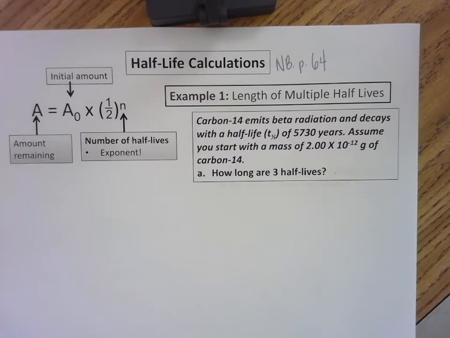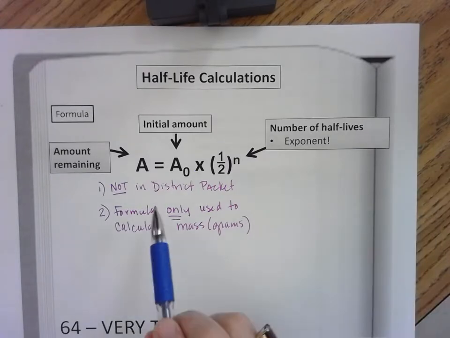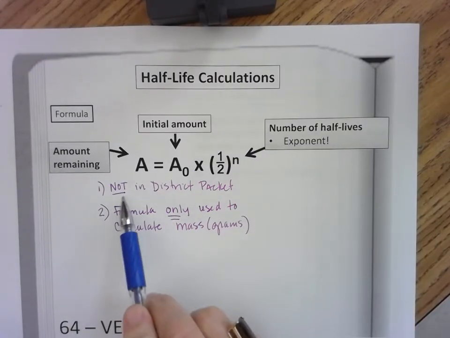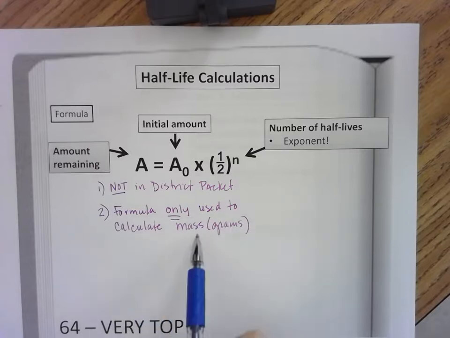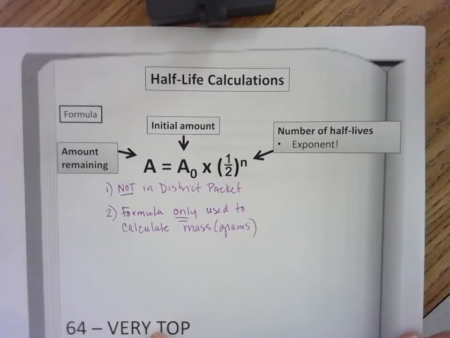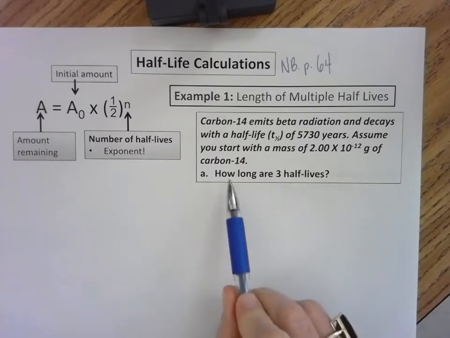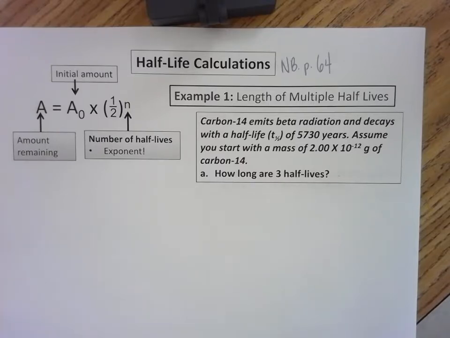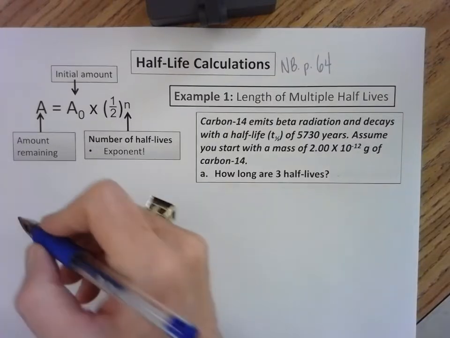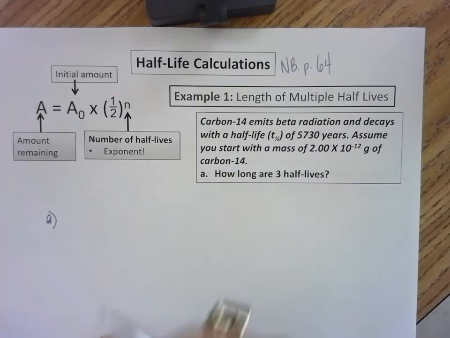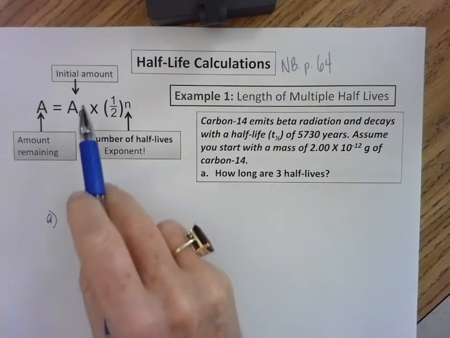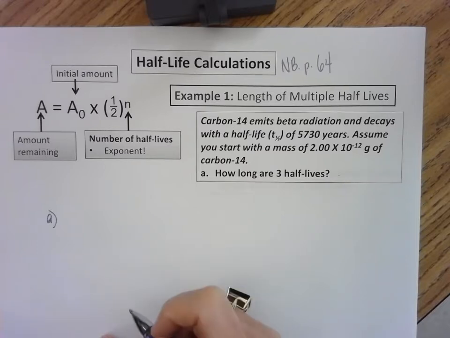So earlier, in the previous video, we discussed this particular formula, and that is only used to calculate mass in grams. So let's go back and look at the question and see if we're going to use the formula. I have it listed here on this page because sometimes we need it and sometimes we don't. This one says how long are 3 half-lives. Therefore, I'm not going to use this formula because it is only used to measure grams or amount remaining. Well, you can solve for initial amount as well as n, but you don't need to do that for my class.